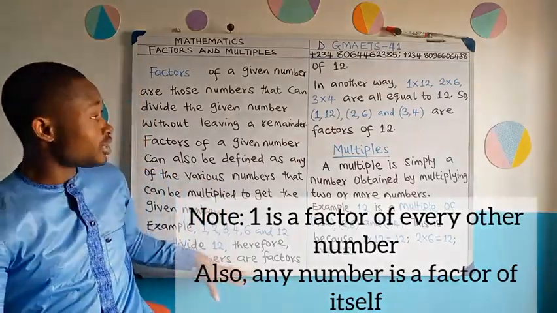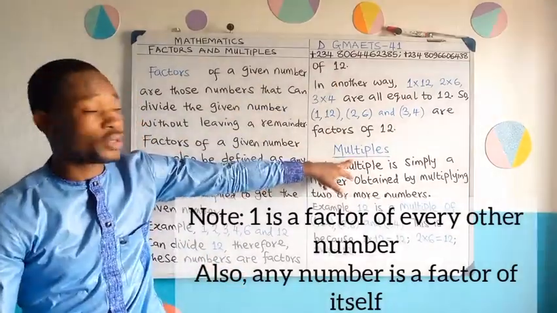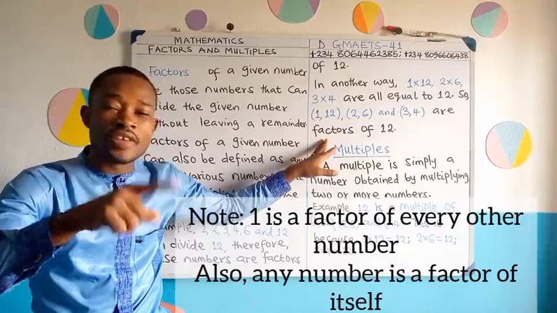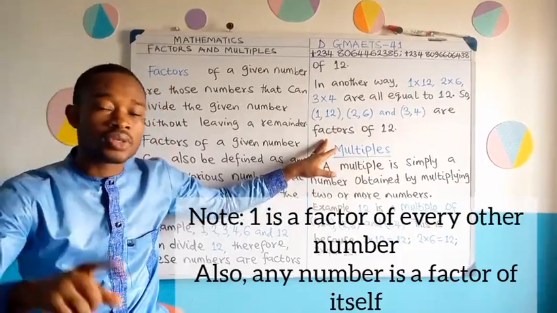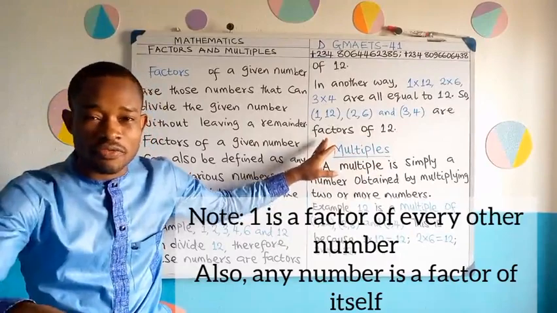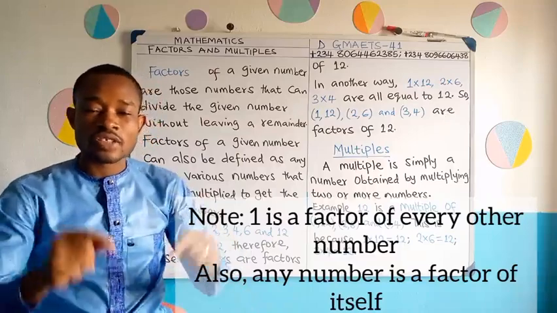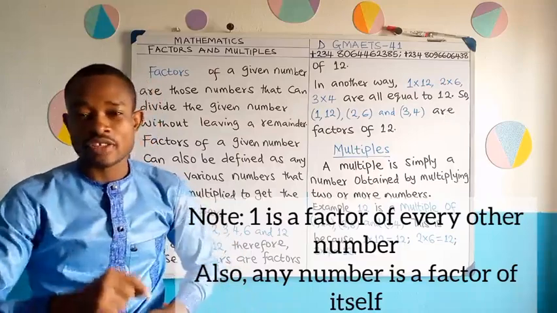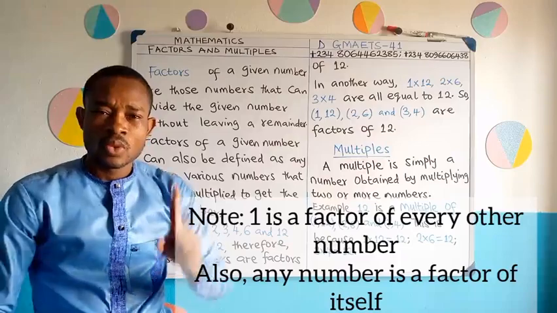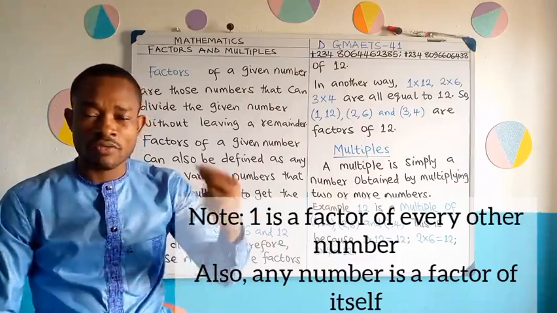Maybe under this part, before we move on to multiples, just under here, you can write notes. 1 is a factor of all numbers. Then, a number is a factor of itself. So if I pick something like 17, 17 is also a factor of 17. 1 is a factor of 17. I hope you remember this. Put it down: 1 is a factor of every other number, and a number is a factor of itself.